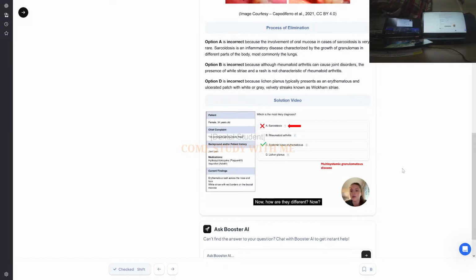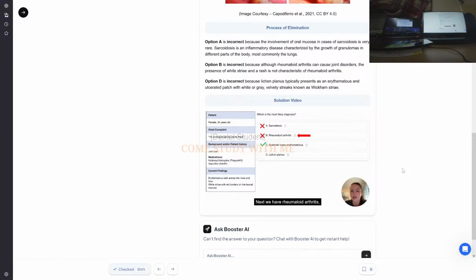Now, how are they different? Even though this can have oral presentations, it's incredibly rare to see them, way less common than the 5 to 25% of oral presentations that we saw in lupus. The oral presentations may also not be lichenoid-like as we saw with lupus, and they never have those white striations that we saw. This condition is also not more common in females. It's seen pretty equally in females and males.